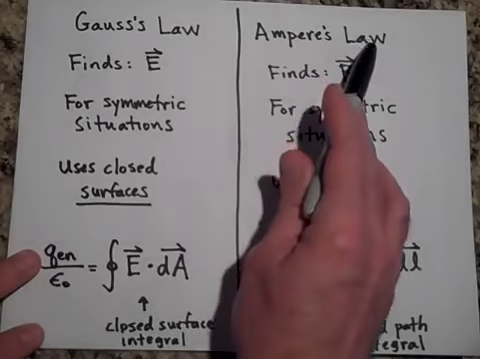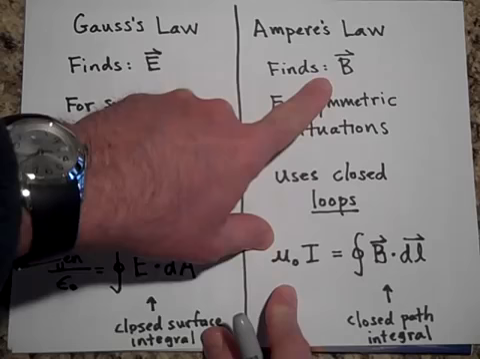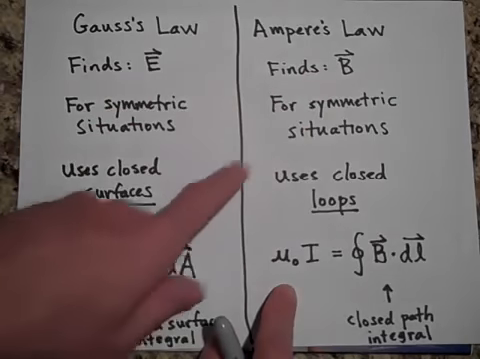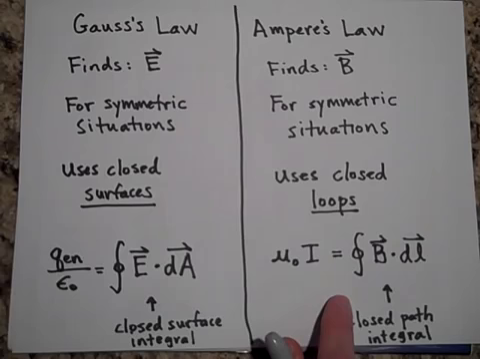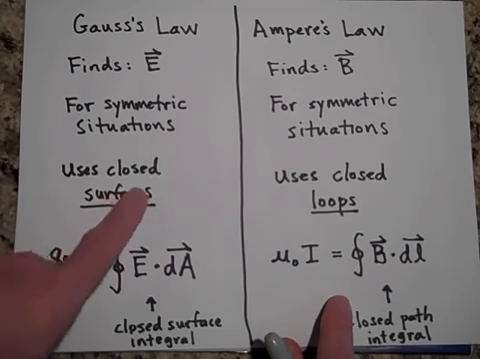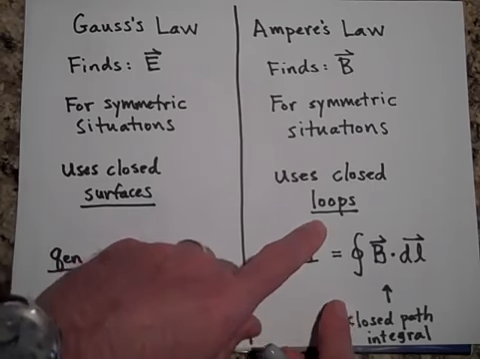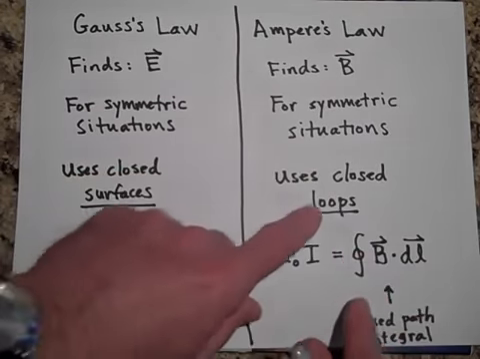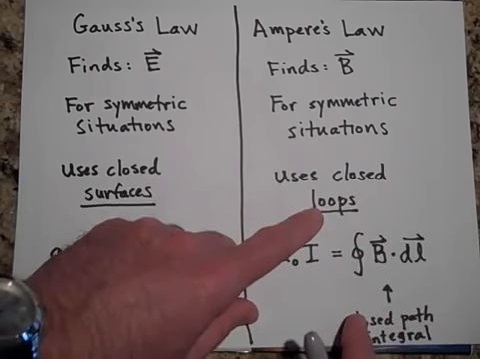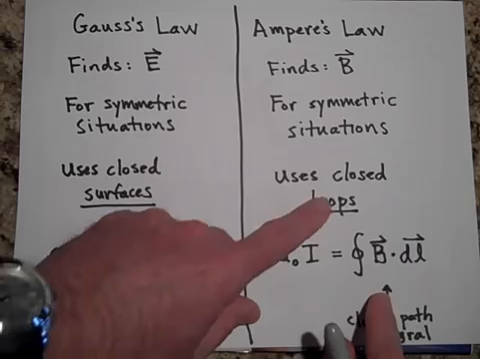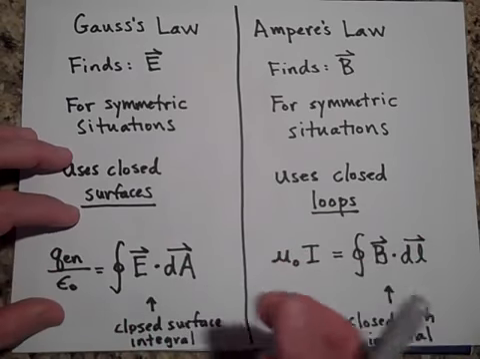Well, Ampere's law, we're not going to be trying to find electric fields, we're going to be trying to find magnetic fields. And again, we're going to need the situation to be highly symmetrical. But here's the difference. We're not going to use closed surfaces. We're going to use closed loops. So it's not going to be a three-dimensional thing as much as it's going to be a loop, just like a rubber band is a loop, or a string that's tied to itself. So those are closed loops. A closed loop is where there's no beginning or end to the string or to the loop.